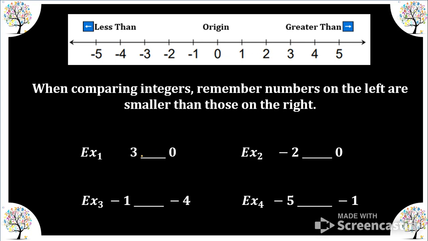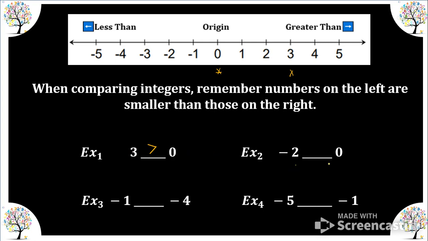So if we are comparing 3 to 0, notice 3 is to the right of 0, so 3 is greater than. So we're going to use the open inequality symbol. 3 is greater than 0, reading from left to right.